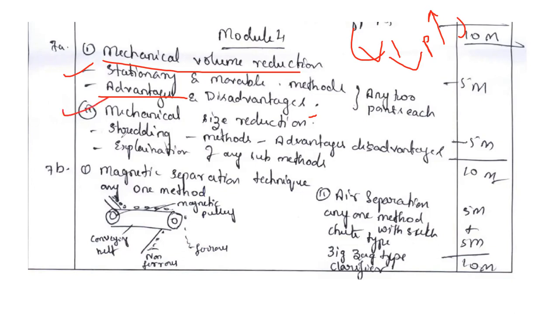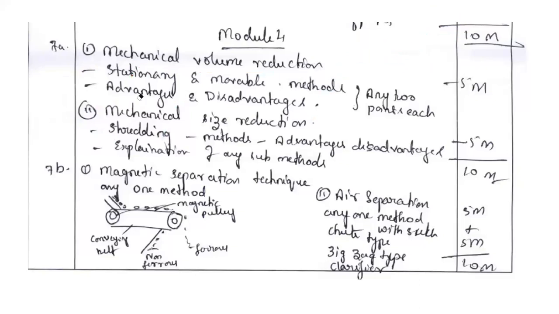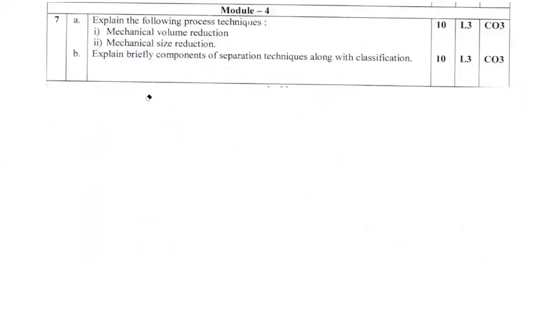Then mechanical size reduction, shredding. We can draw the machine diagram, some cutters, different types of cutter shredders. Any two methods you can explain with a very easy, simple diagram. That belongs to question number 7A. Hope you can manage it. Let me know if you have any doubts about how to answer this. Keep these points in mind while answering. Of your examination time, 10 minutes is better dedicated to planning.